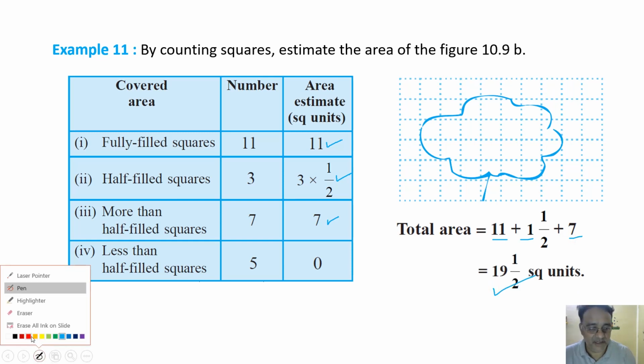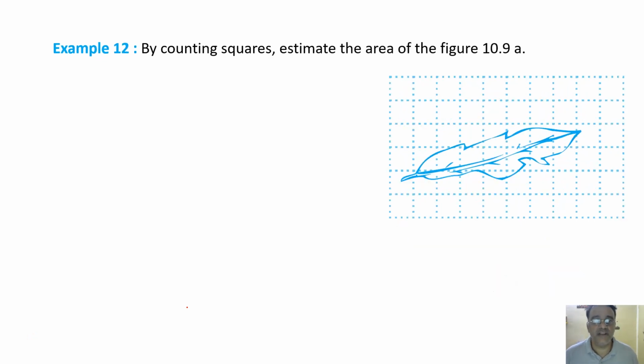ठीक है, एक मिनट मैं कलर चेंज कर रहा हूँ. Now we are moving toward the next question, example number 12.